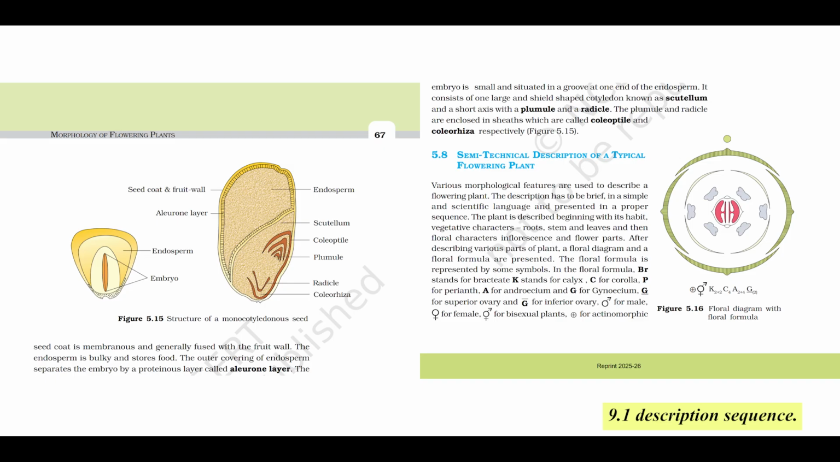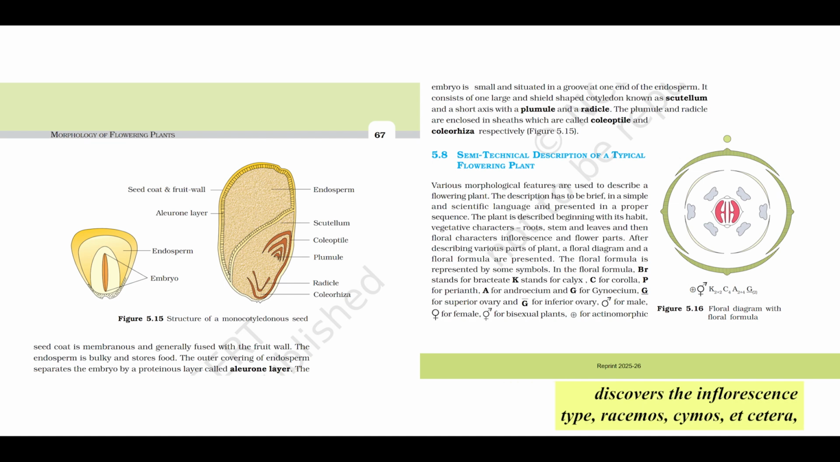9.1 Description Sequence. The description always follows a specific logical sequence to ensure consistency and completeness. You don't just list things randomly. It typically starts with the plant's overall habit. Is it a small herb, a woody shrub, or a tall tree? What's its general form? This is followed by a detailed account of its vegetative characters, including the precise details of its roots, tap or fibrous, any modifications, stem, herbaceous or woody, erect or climbing, shape, surface, and leaves, simple or compound, phyllotaxy, venation, stipules.